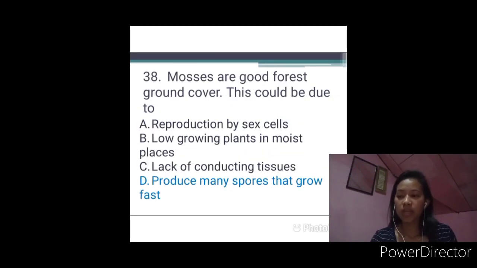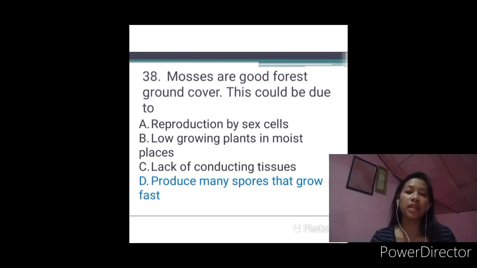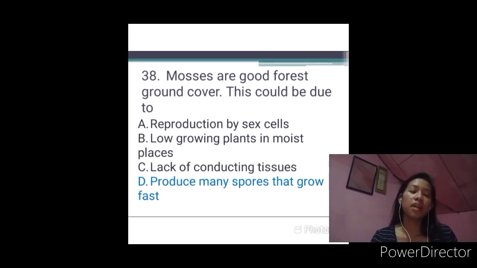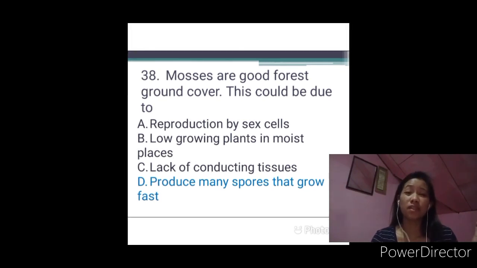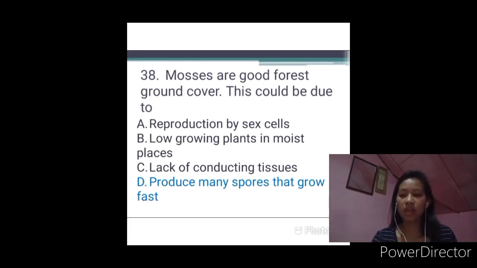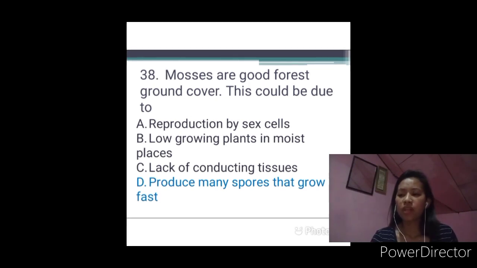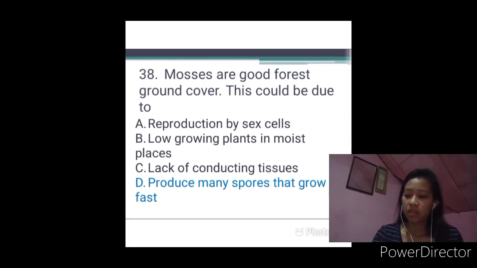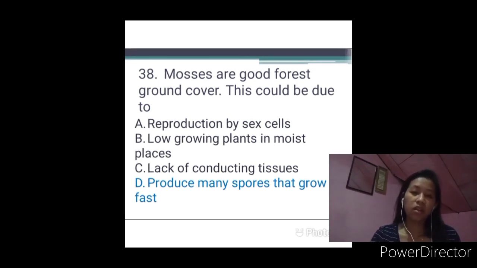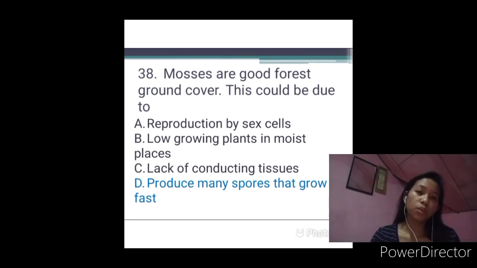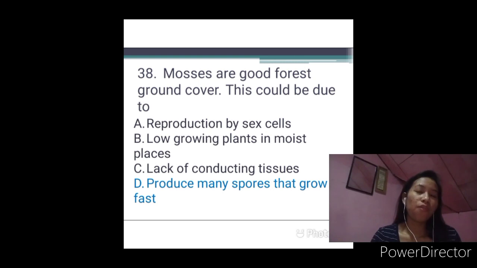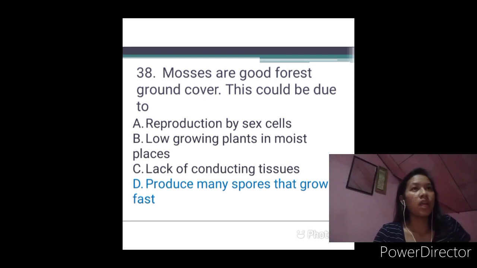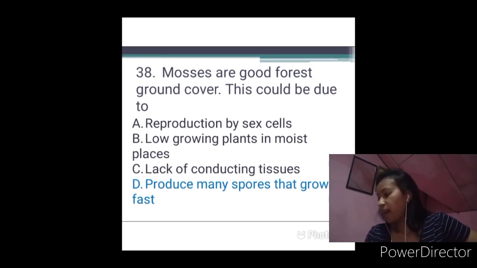So why not A, B, and C as the answer? So reproduction by sex cells. Normally, mosses don't have reproductive organs. They are also not low growing plants in moist places because they are prone to moist places. They grow fast in moist places. That's why this is a good cover in the forest ground. And lack of conducting tissues.